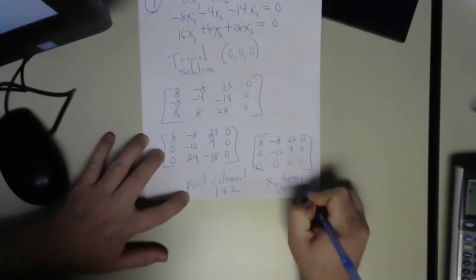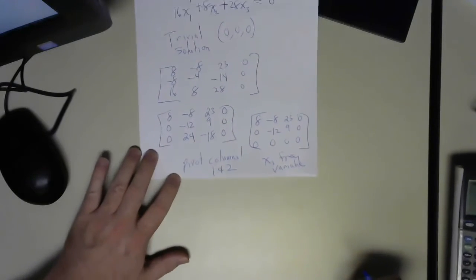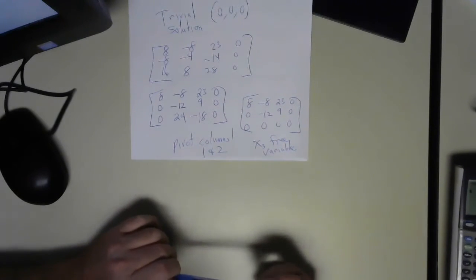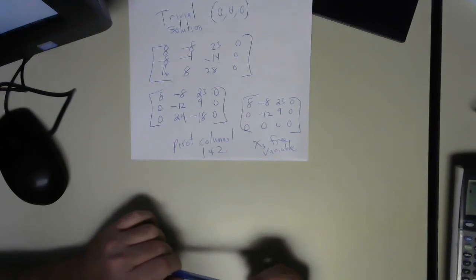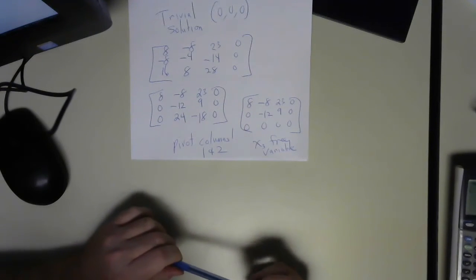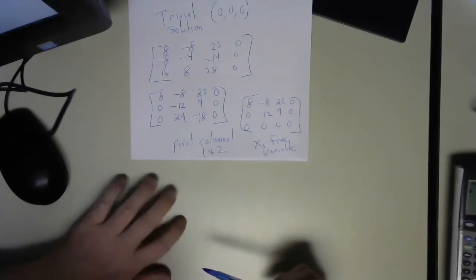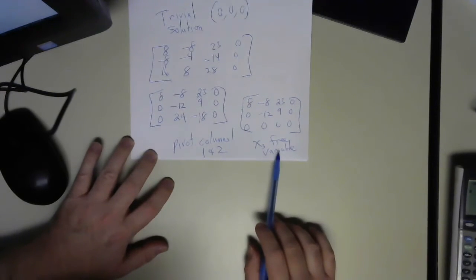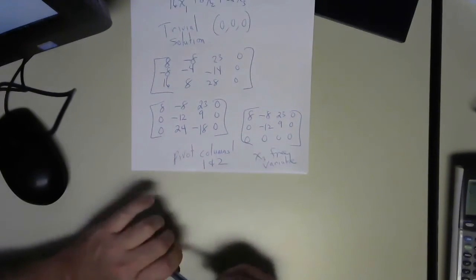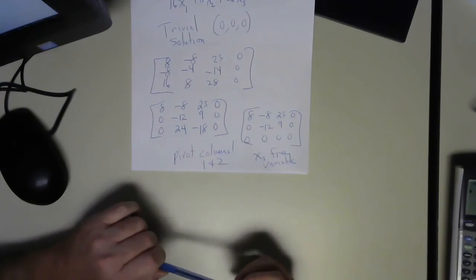I mean, I could keep going and put this thing in reduced echelon form if that would make you feel better, but it's really not necessary if you're just trying to decide what your free variables are and what your other variables are. So in this case, I know x3 is a free variable. That means this system has infinitely many solutions, so it does have a non-trivial solution.